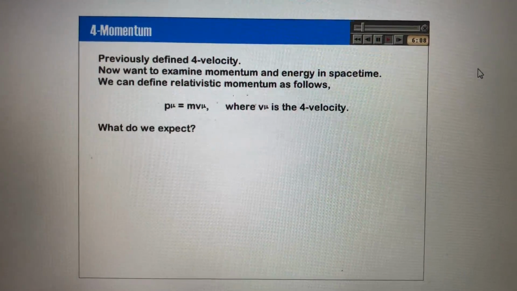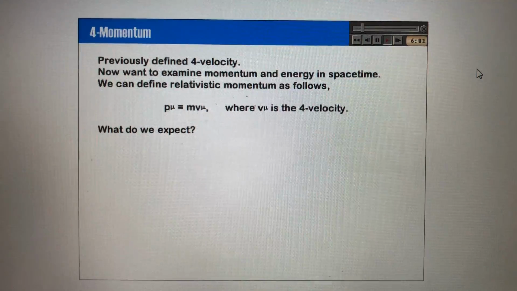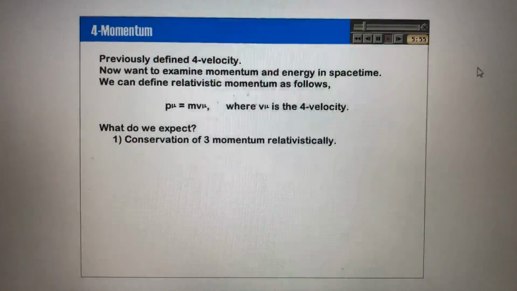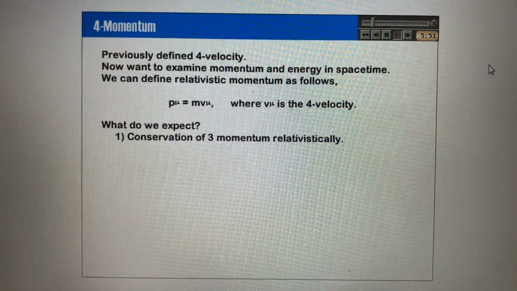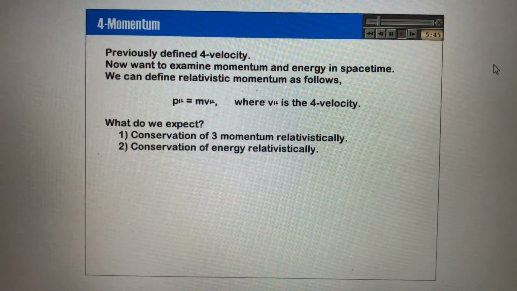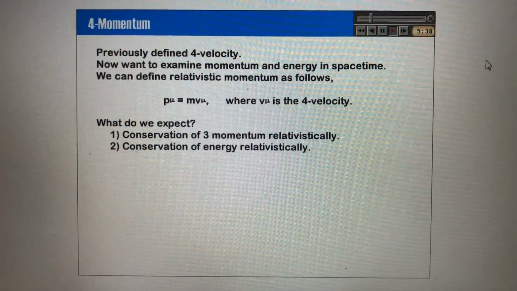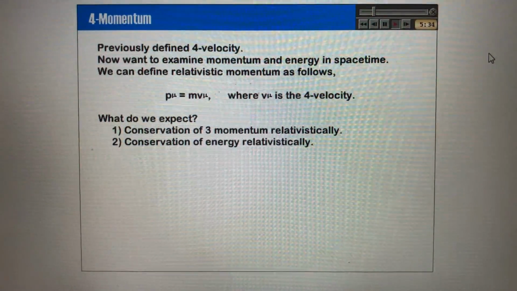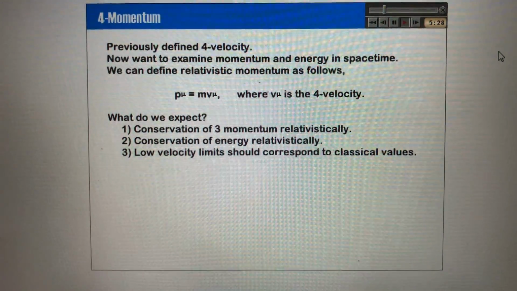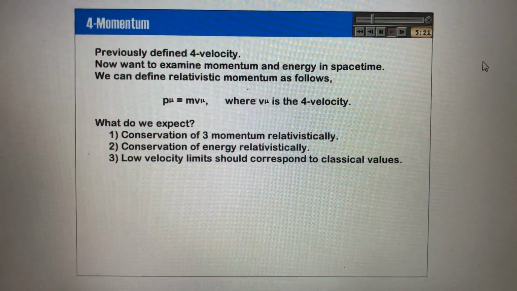So what do we expect for this particular quantity of 4-momentum? Well, we expect 3 things. One, we still expect to have conservation of 3-momentum. Under relativistic scenarios, we still expect 3-momentum to be conserved. That has not changed because that is still observed in relativistic collisions. Second, energy should be conserved as well relativistically, and we will impose these two and make sure that this definition adheres to that. The third condition is the correspondence principle, which we've done before: the low velocity limit should correspond to classical values. That's just saying that if we take v going to 0, we expect to get what we're familiar with in classical physics. That makes sense, because it should tie in with our classical ideas.